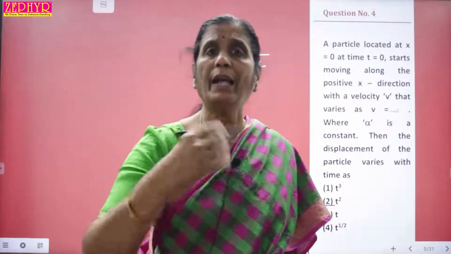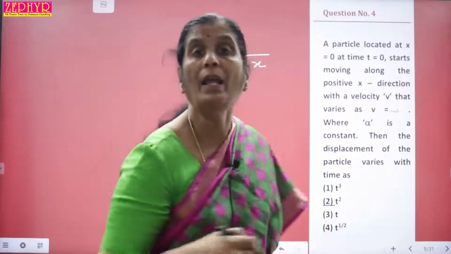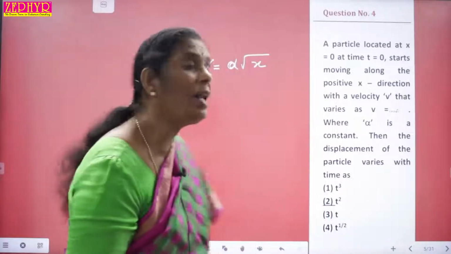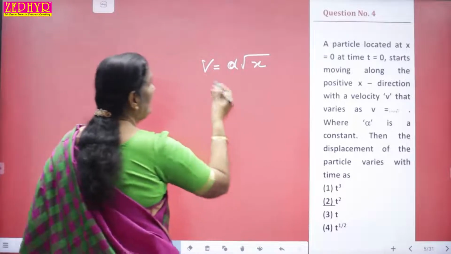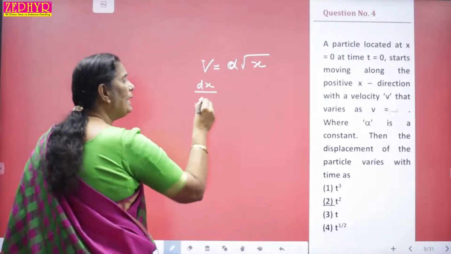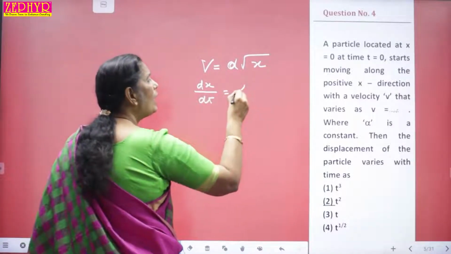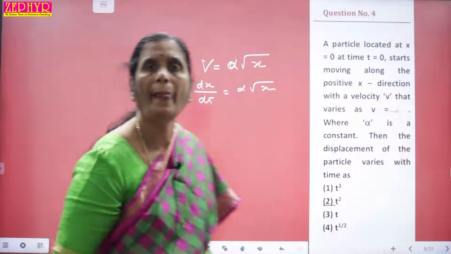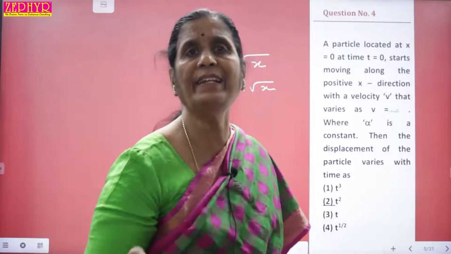This time they gave velocity in terms of x. I have to take you to the displacement. So what I have to do? Again, start with the basics. We can write velocity as dx by dt is equal to alpha into root x. But we want the relation between x and t.